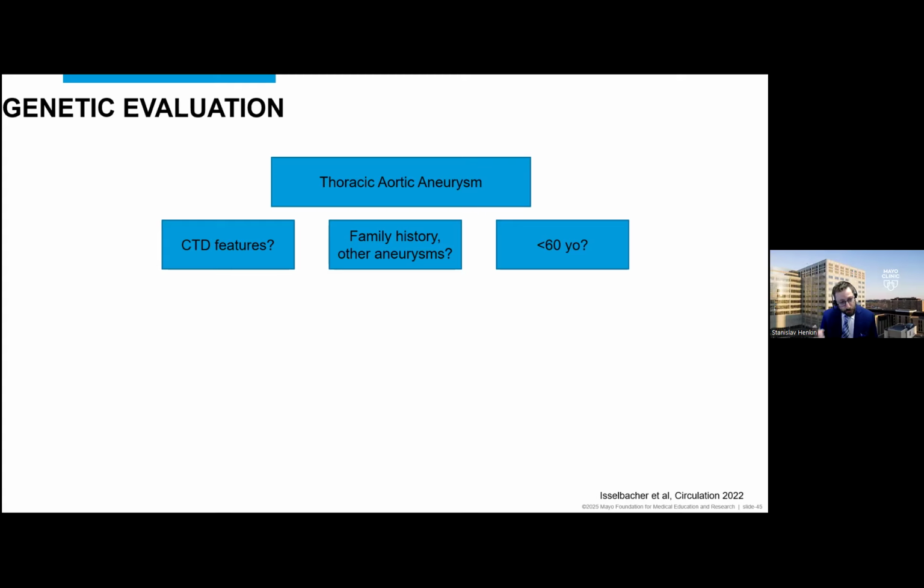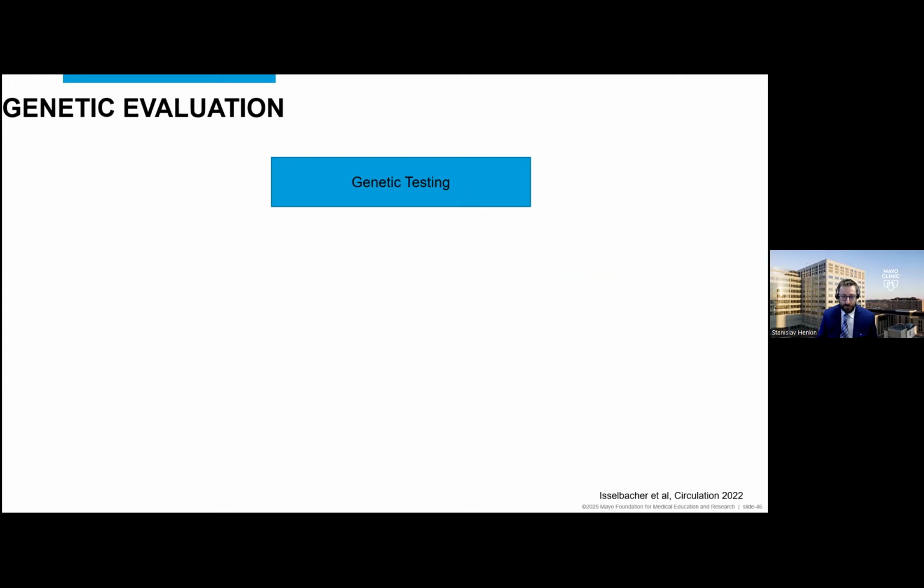So ask about sudden cardiac death, aneurysms, including aortic aneurysms and cerebral aneurysms. And is the patient less than 60 years old? Now, it's different if the patient is 60 years old and has long-standing history of hypertension, for example. But if there's no other risk factors, really then consider genetic testing, not if all 3 are involved, but if any of the 3 are involved here.